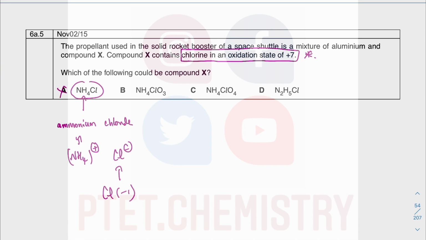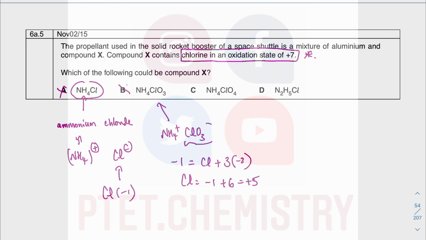Okay, so A is not the answer. You have NH4 plus ClO3 minus. So I'm just looking at the N ion, which has a charge of -1 because you have one of it and one of this, right? So -1 is the overall charge. Chlorine is what I want to find. The oxygen is bonded to the chlorine. Okay, so it's -2 for the oxygen. So chlorine is -1 plus 6. Chlorine +5 is again not chlorine +7.